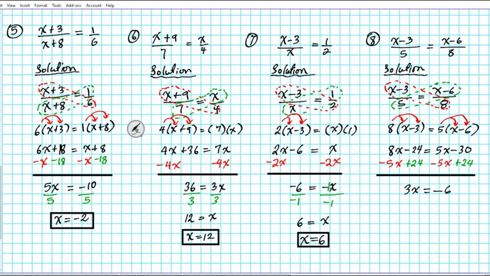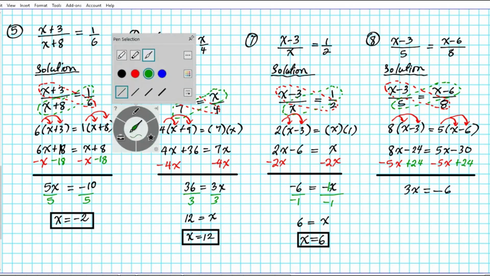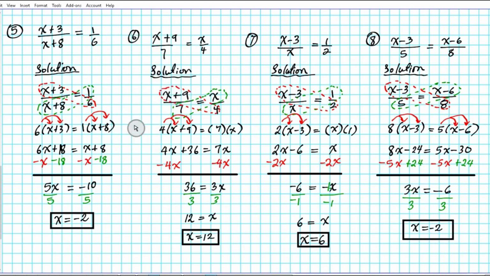Now to finish this off, we need to get x isolated. To do that, we are going to divide both sides by the coefficient of x, which is 3. So to undo 3 times x, we divide both sides by 3. And that gives us our final answer, x equals negative 2. Ladies and gentlemen, that is the answer to question number 8.